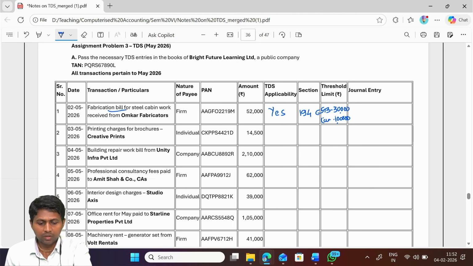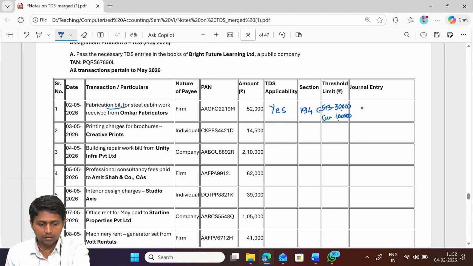This is fabrication work. You can write fabrication to Omkar, but fabrication is not a standard ledger. For fabrication, repair and maintenance is the standard ledger. Therefore, say repair and maintenance account debit to Omkar Fabricators. I have small space in your book. Draw a bigger column for this, then you can fit everything. We have 52,000 rupees, 52,000. This is the regular journal entry.